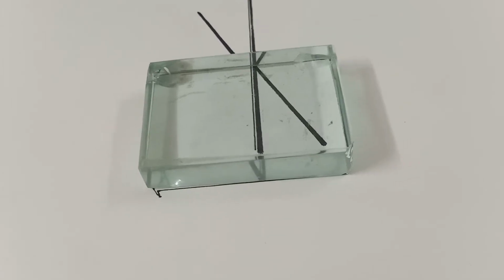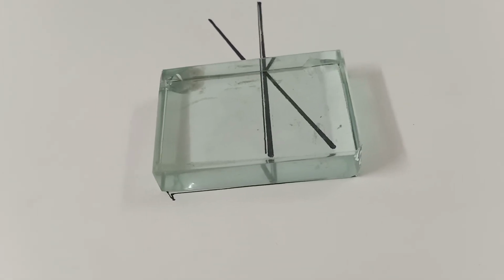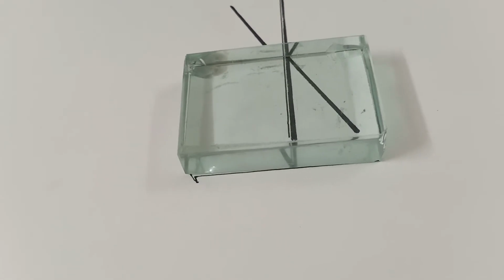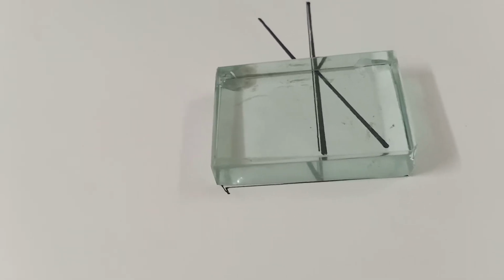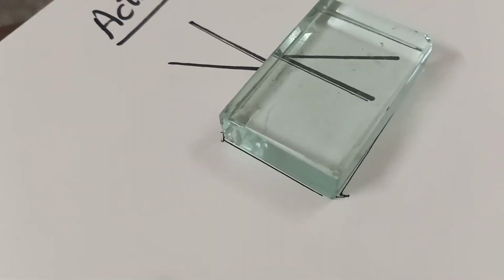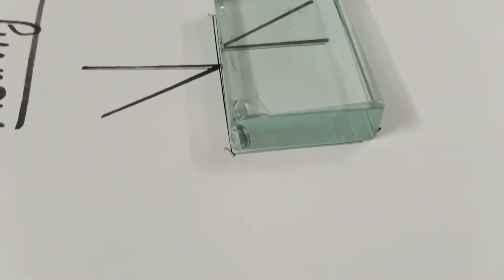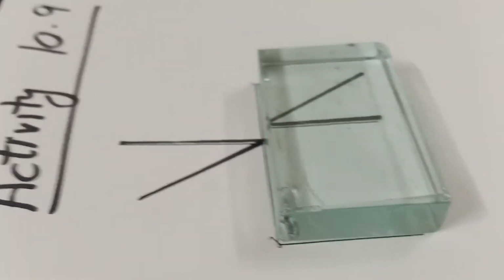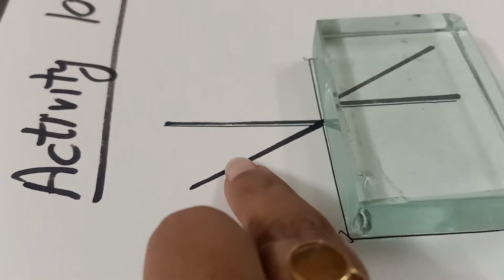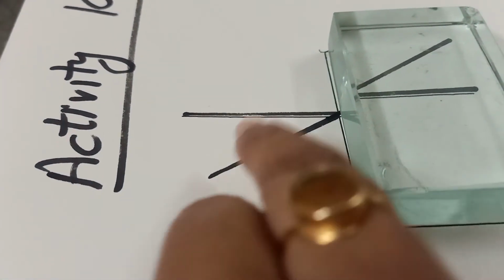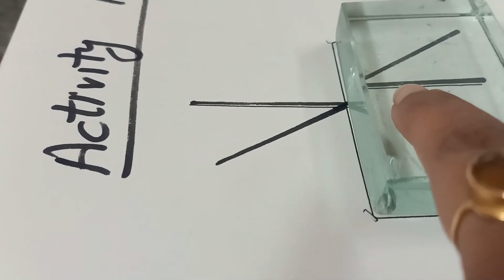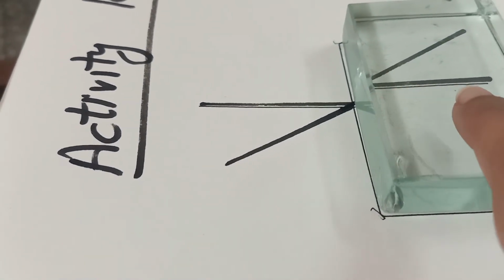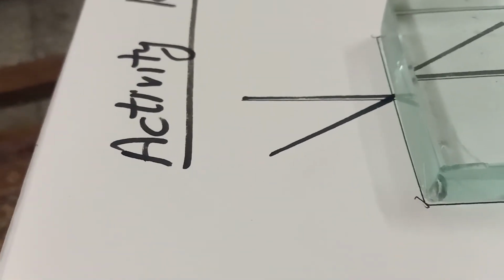Now place the glass slab such that it is normal to the line. What do you observe? Does the part of the line under the glass slab appear bent? Yes. If we see from this side, easily you are able to see the image. This line is above this edge. Okay, so why is this above the edge?